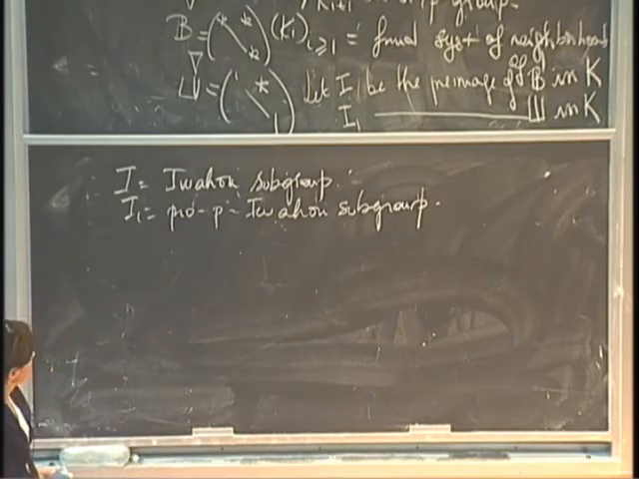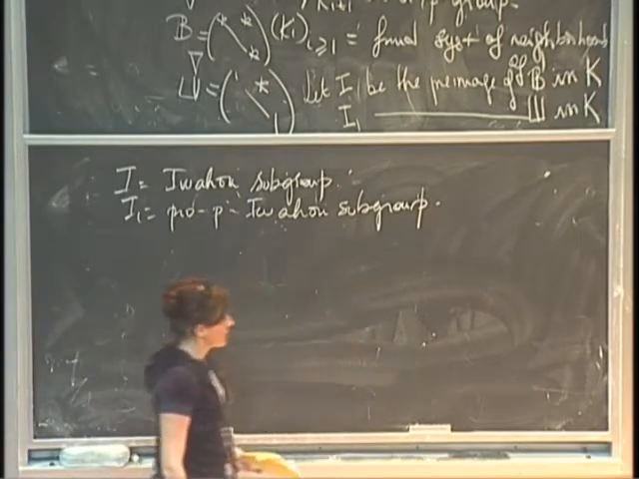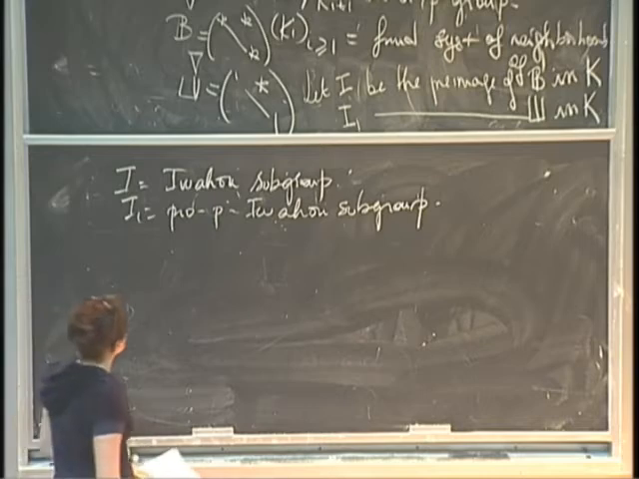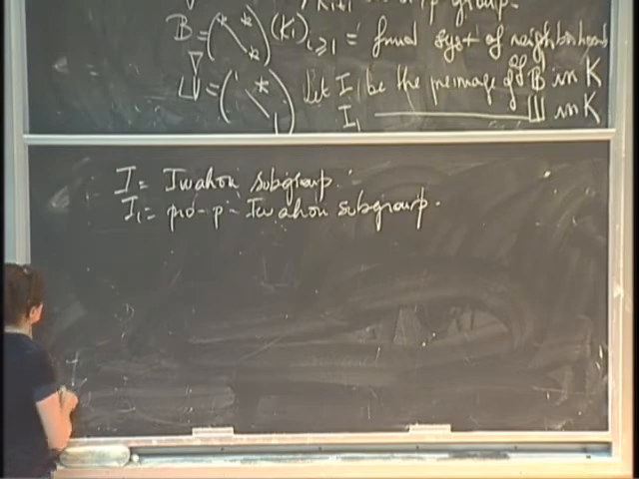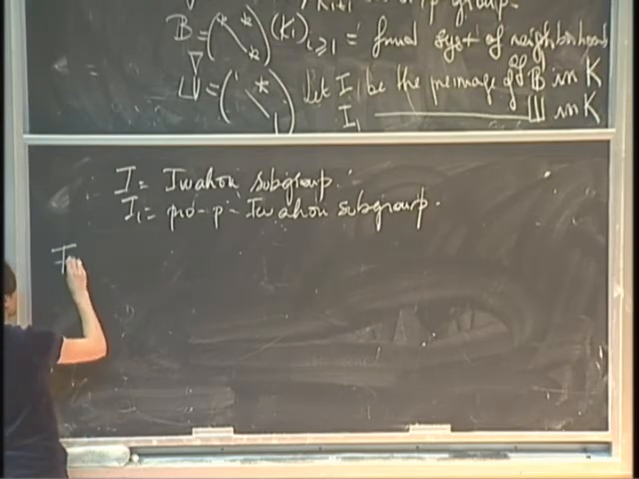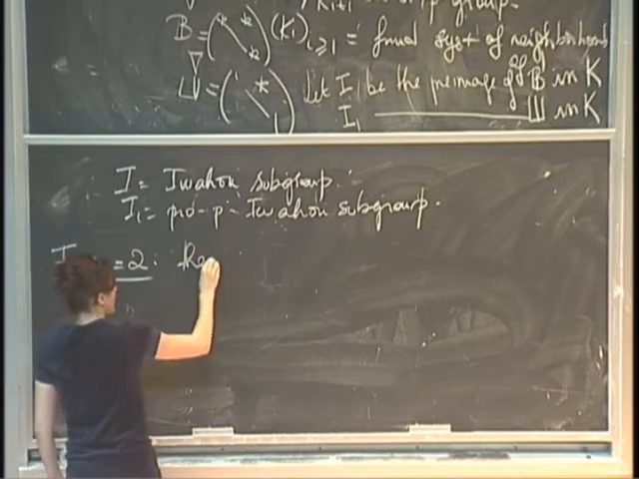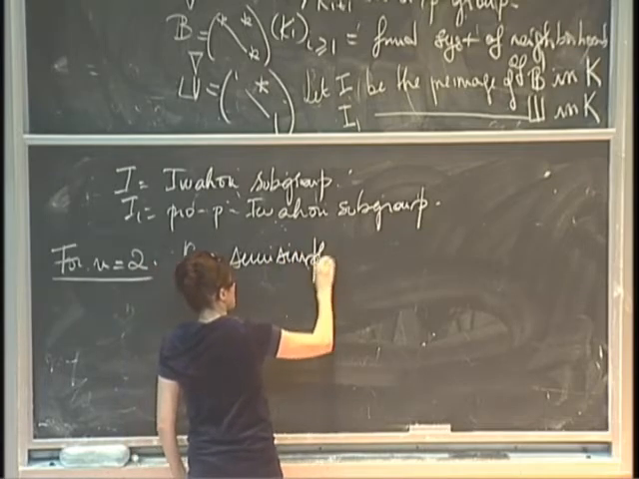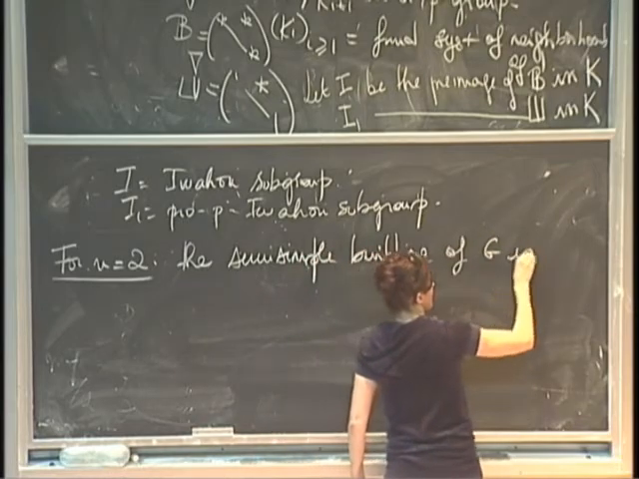To have an idea of how these groups act, I want to illustrate how they act on the semi-simple building of GL2 as an example, and so that we can describe them using the tree of GL2. So for n equals 2, what is called the Bruhat-Tits building, or the semi-simple building of G, is a tree.